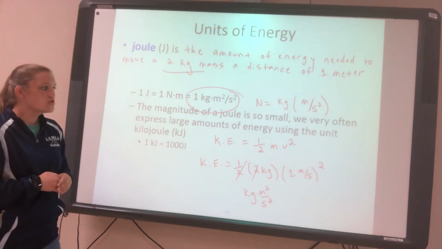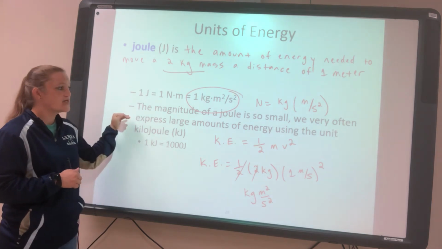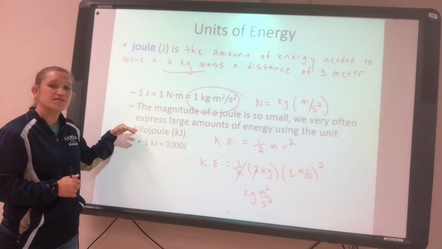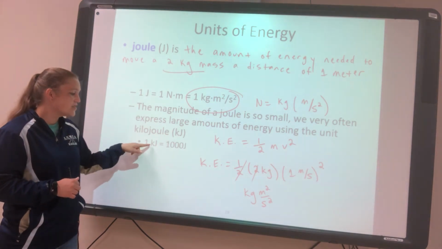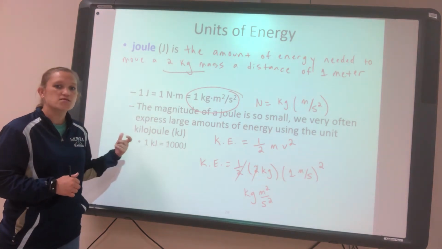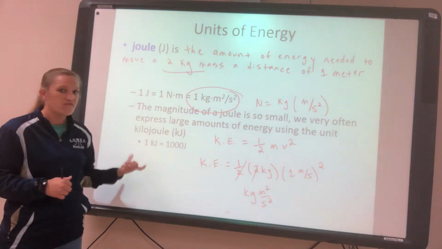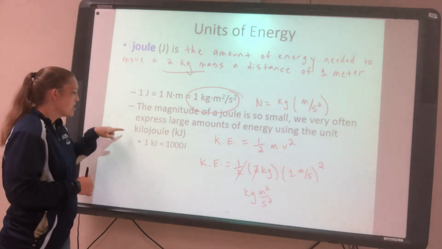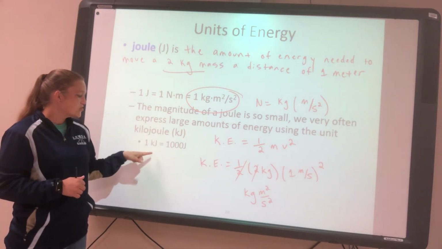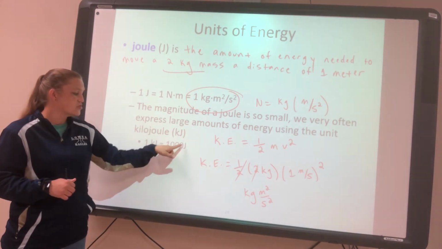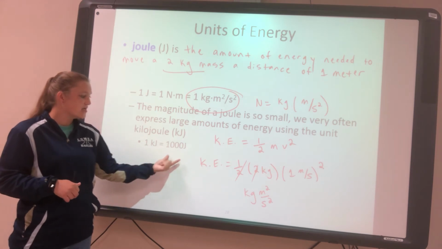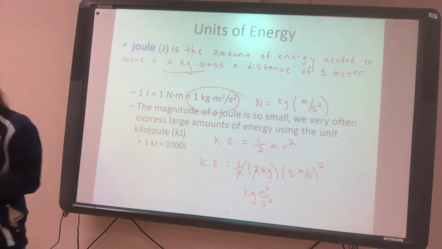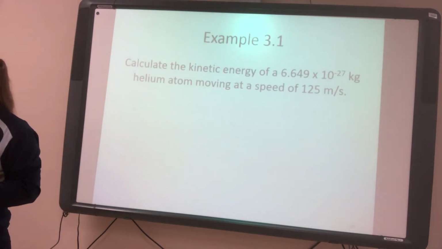The magnitude of a joule is so small that we're often going to express it in the amounts of energy in a bigger one, and so this is usually why we use kilojoules. So remember, kilo is 10 to the third. We're going to review our prefixes, that prefixes chart, in a few more lectures. So kilojoule, kilo, so 1 kilojoule is going to be 1,000 joules. And so instead of saying joules, we usually are going to write it in kilojoules. Okay? Let's look at an example.